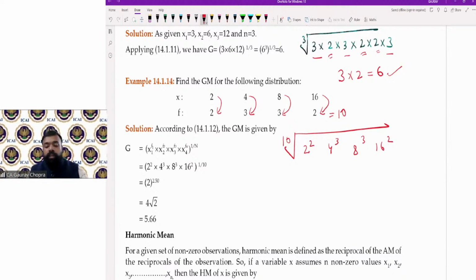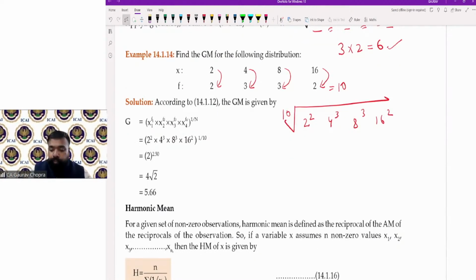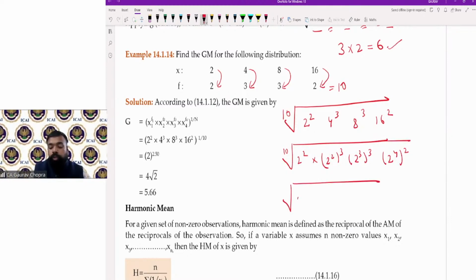Now we can convert them into 2. So it is 2 square. 4 can be written as 2 square to the power 3. 8 can be written as 2 cube to the power 3. And 16 will be 2 to the power of 4 whole to the power 2. So what is left? 2 to the power of 2 plus 6 plus 9 plus 8.